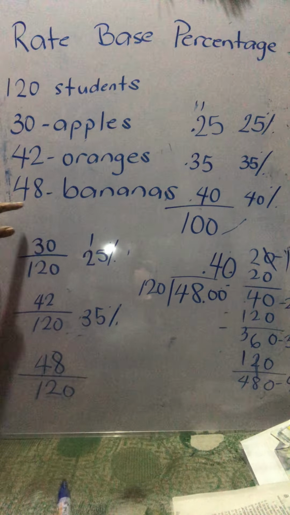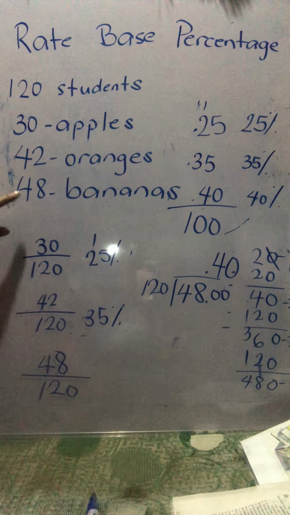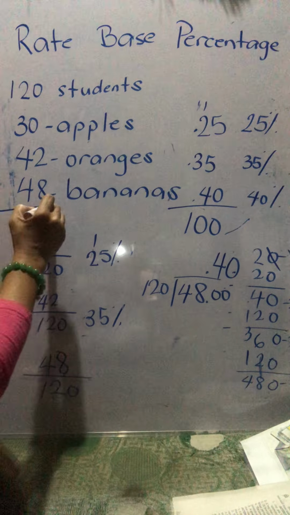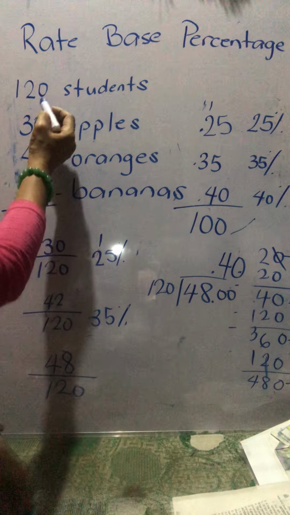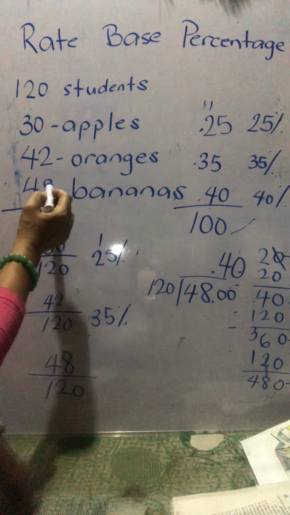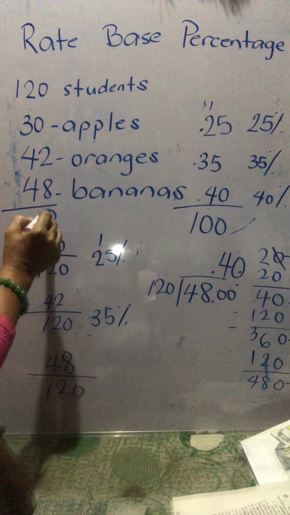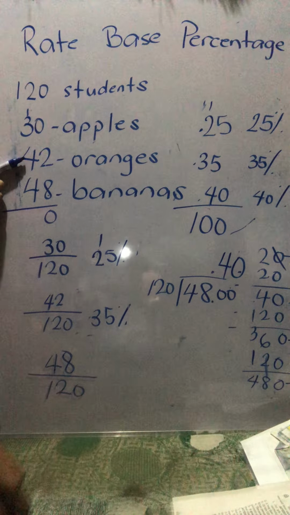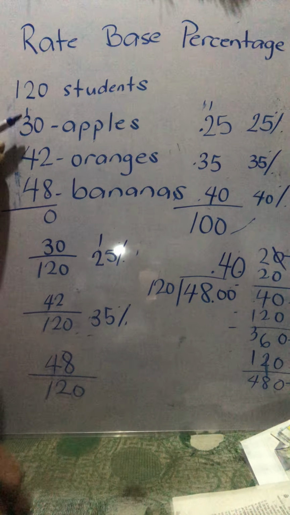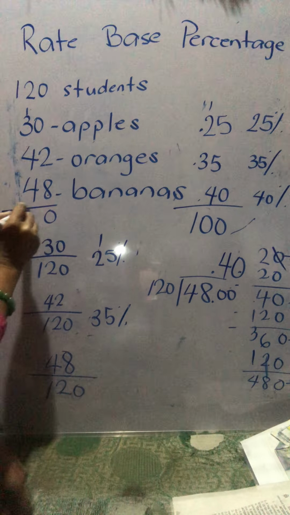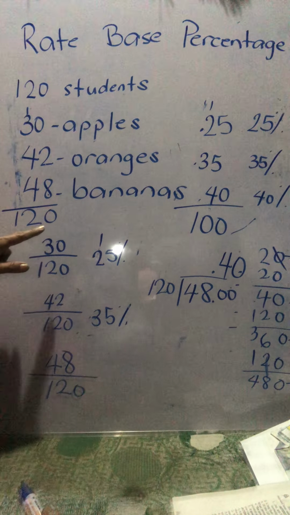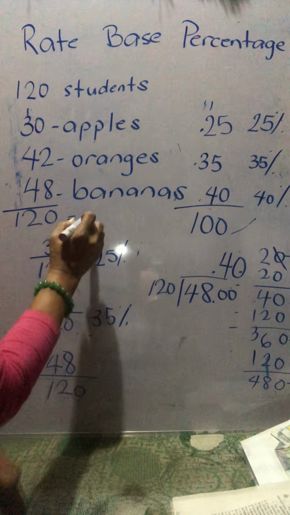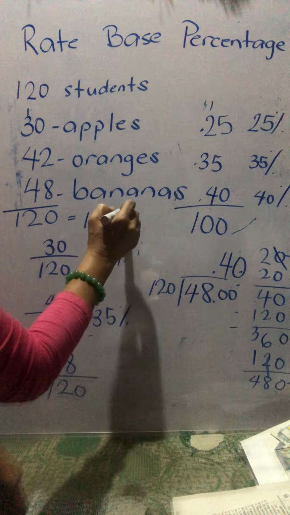So, yung hinahanap natin na nawawala ay 48. I-total natin ito ngayon. Tingnan natin. So, 2 plus 8 is 10. Carry 1. So, this is now 4. Plus 4 is 8. Plus 3 is 11. Plus 1 is 12. Ayun. So, total of 120. 120, ito ang kanyang 100%.